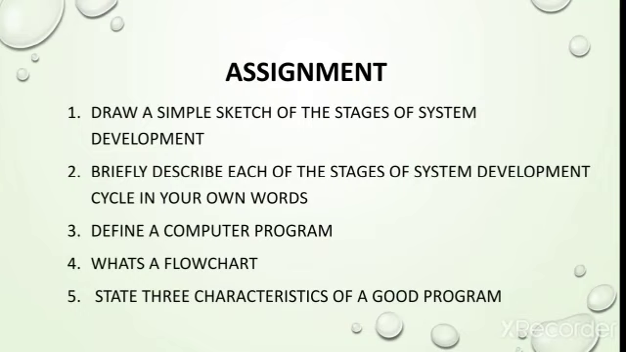Like I did last week, I'm giving you an assignment. This is also an assignment, to follow up on what I have just said, so that you can read more and understand the concepts of the system development cycle. The assignment I'm leaving you with is: 1. Draw a simple sketch of the stages of the system development. 2. Briefly describe each of the stages of the system development cycle in your own words. 3. Define a computer program. 4. What's a flowchart? 5. State characteristics of a good program.